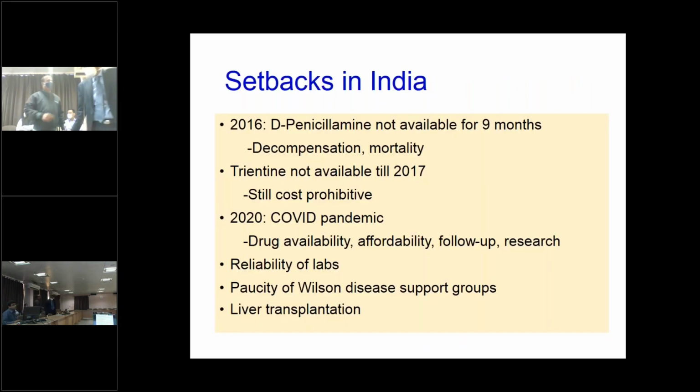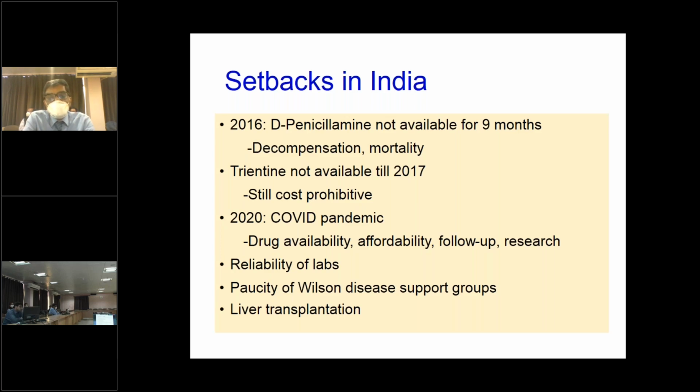That was about the clinical vignettes we had shown. What are the setbacks that we are having in India? So in about 2016, the D-penicillamine was not available for about 9 months. Almost every center had a lot of decompensation and mortality. Trientine is a very expensive drug that was not available till 2017. It was mainly being imported from the UK and it was in the black market. Even now it is available, but it is cost prohibitive.